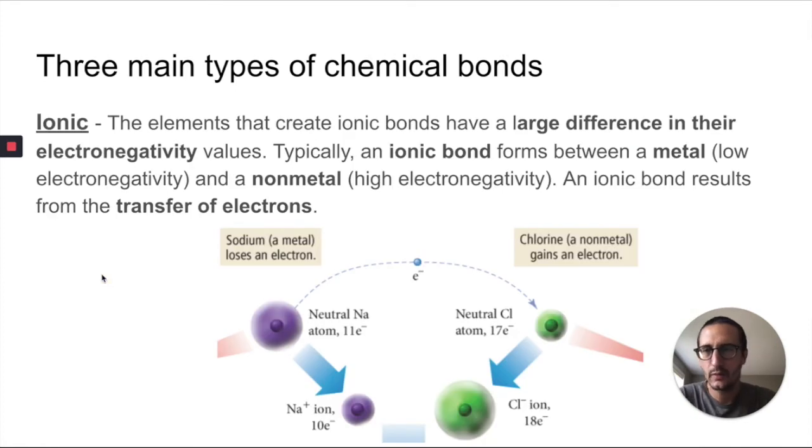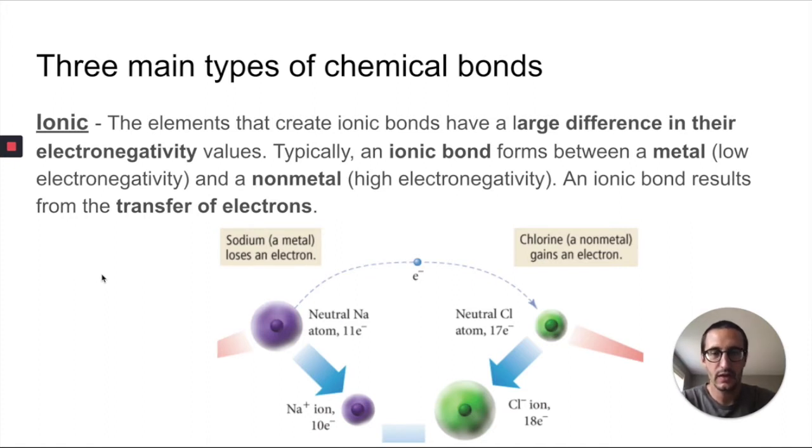So an ionic bond, real quick: the elements that create an ionic bond have a large difference in their electronegativity values. You can think of an ionic bond as typically formed when a metal has a really low electronegativity and a non-metal has typically a high electronegativity. When they form a bond, it's an ionic bond, and this is going to result in the transfer of electrons.